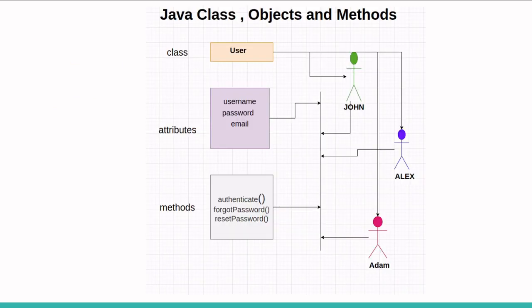So here I have drawn the example. We have a class User, attributes username, password, email, and methods are authenticate, forget password, reset password. These are user1, user2, user3. So each user is part of the User class, and these are the information of the user. They will have a username, a password, an email, and they will do these behaviors, these actions like authenticate. They can do forget password, they can do reset password, right? So this is the representation of Java class objects.